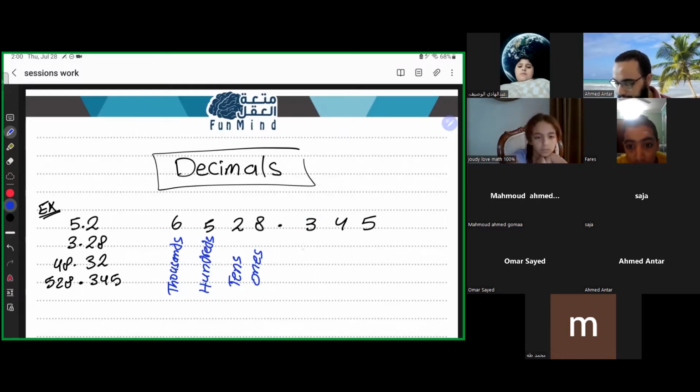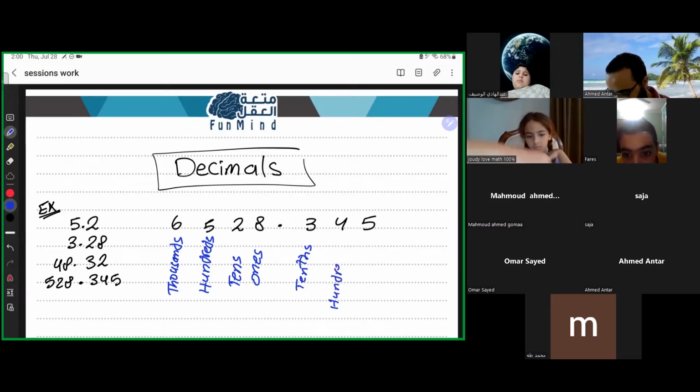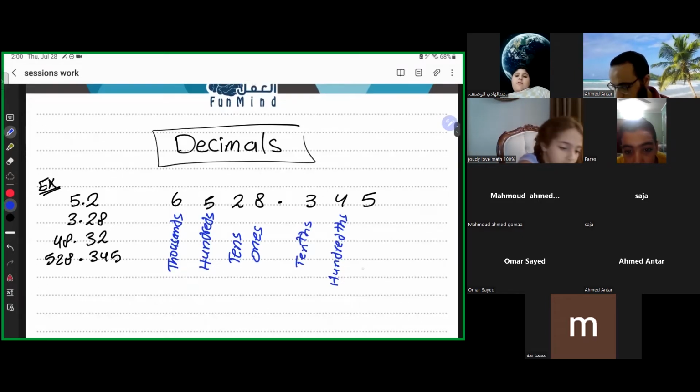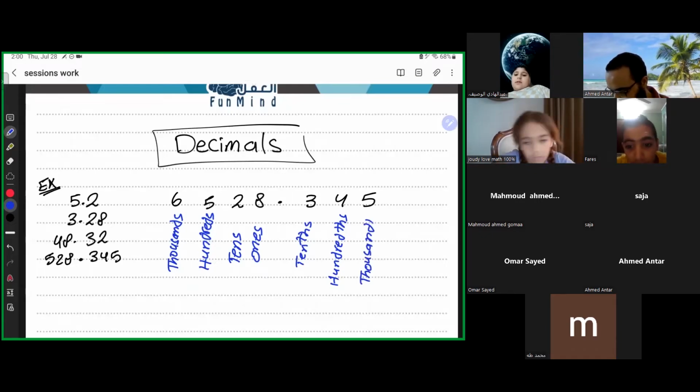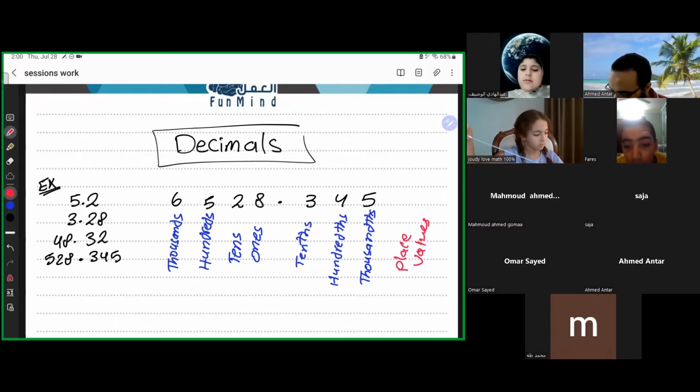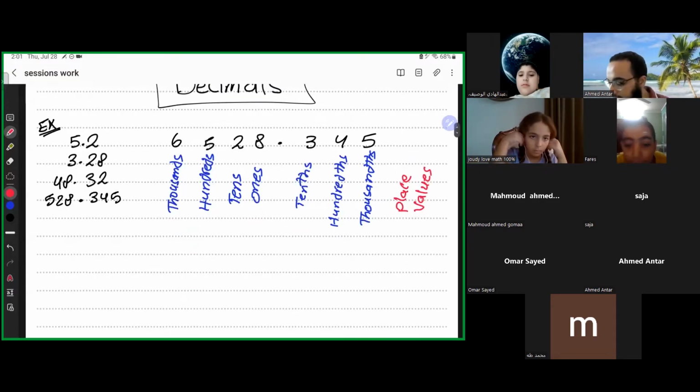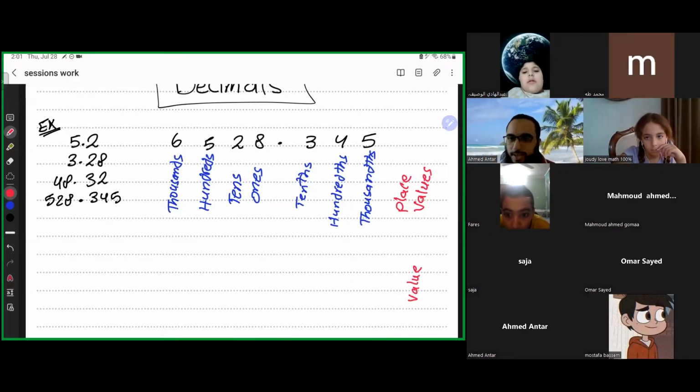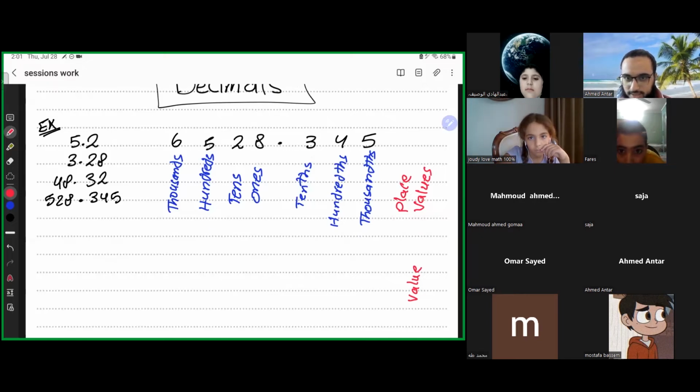So this place is called what? Tenths. So here we start from tenths, correct? What about the 4? Hundredths. What about the 5? Thousandths. Yes, very excellent. These are the place values of the digits, right? Correct. Can you tell me what the value of each digit in this number is? Can you tell me what is the value of the 8 firstly?